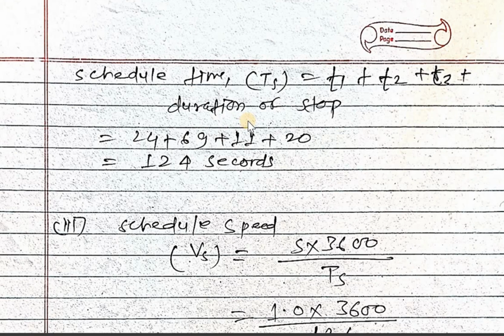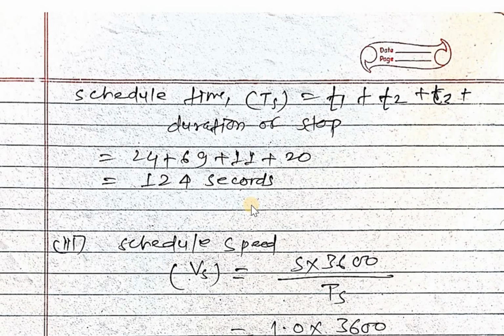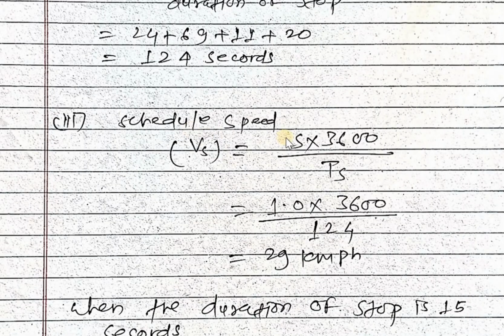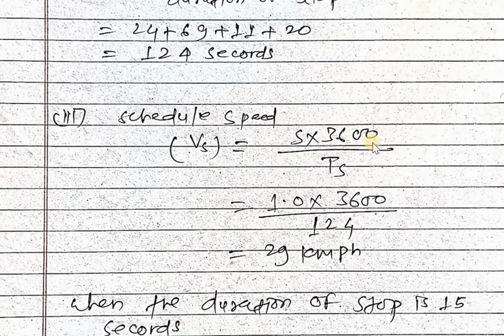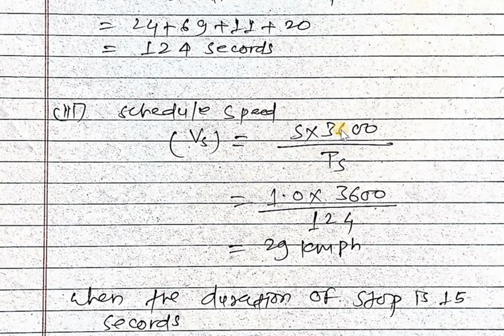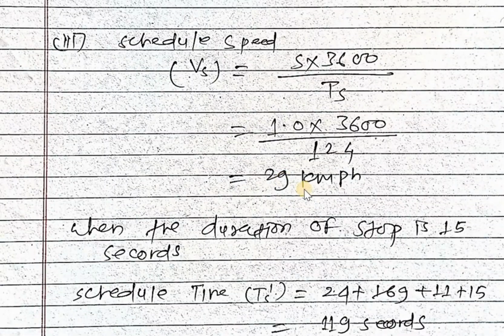And the schedule time Ts equals T1 plus T2 plus T3 plus duration of a stop, that is 24 plus 69 plus 11 plus 20, that is 124 seconds. And schedule speed, we know the formula for schedule speed, Vs equals S into 3600 upon Ts, that is schedule time. So 1 into 3600 upon 124, that is 29 km per hour.